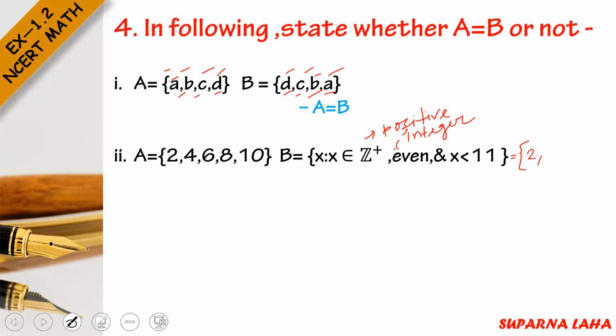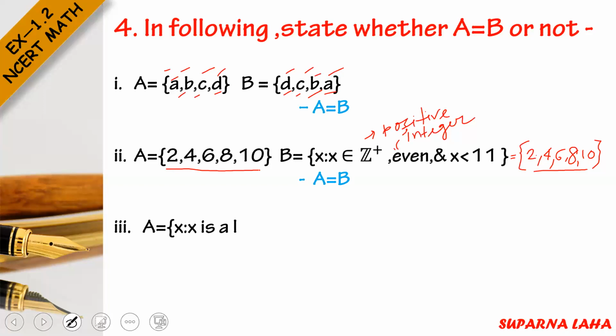2 is an even positive integer. 4 is an even positive integer. Then 5 is not. 6 is an even positive integer. 7 is not an even number. Then 8 is a positive and even integer. 9 is not an even number. 10 is a positive integer and even also. So 2, 4, 6, 8, 10. So the elements of A and the elements of B are the same. That means A is equal to B.